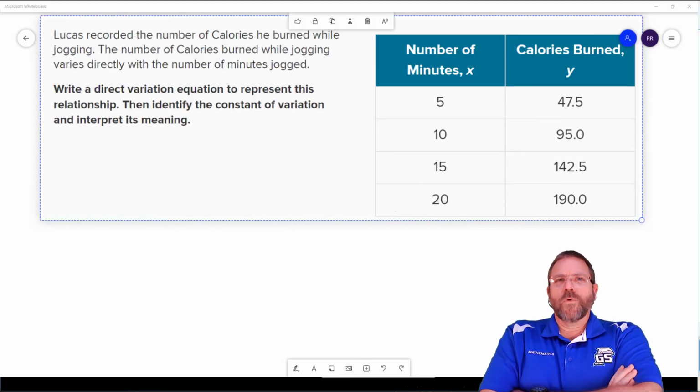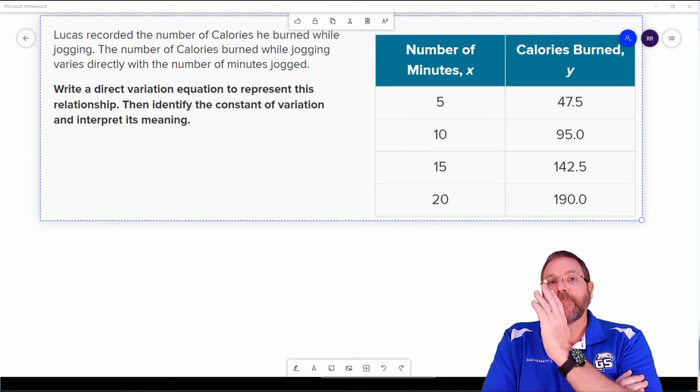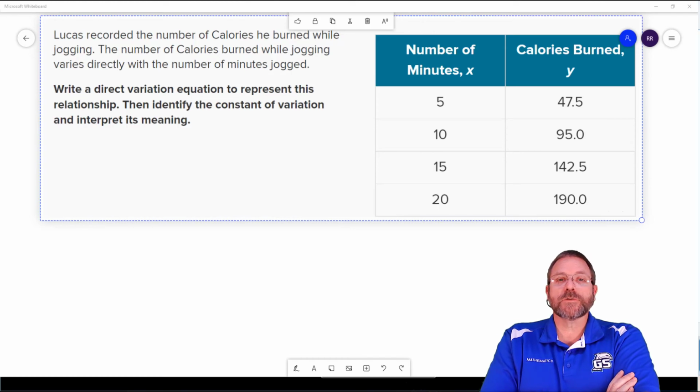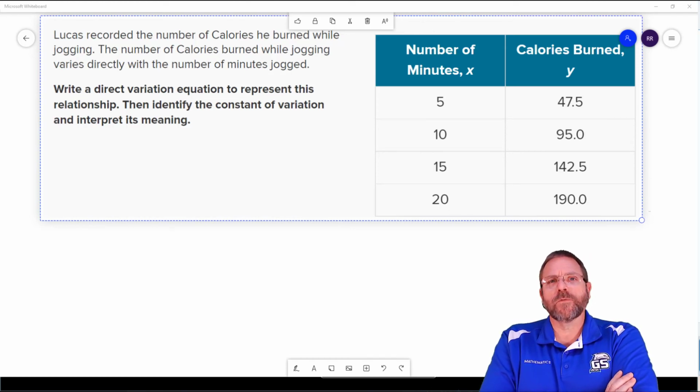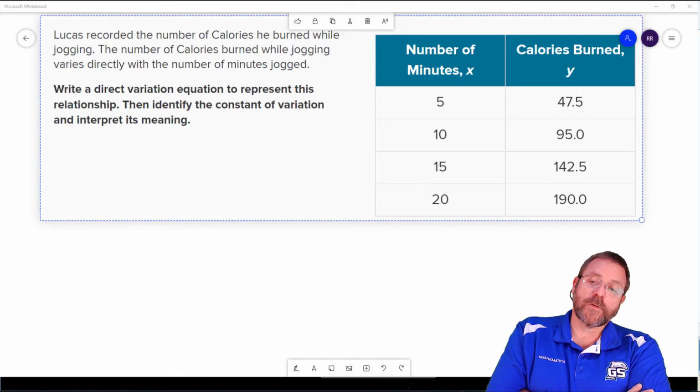So Lucas recorded the number of calories he burned while jogging. The number of calories burned while jogging varies directly with the number of minutes jogged. That tells you right there that it varies directly. We're going to have a y equals mx problem going on. Write the direct variation equation to represent this relationship, then identify the constant of variation and interpret its meaning.